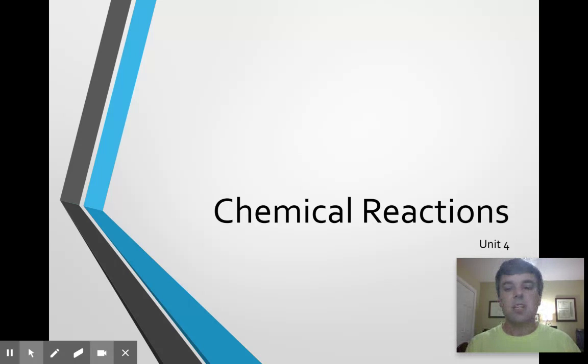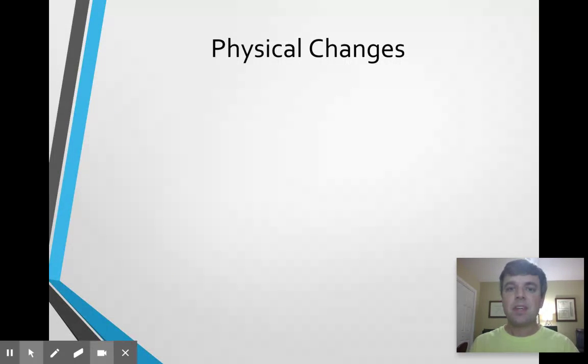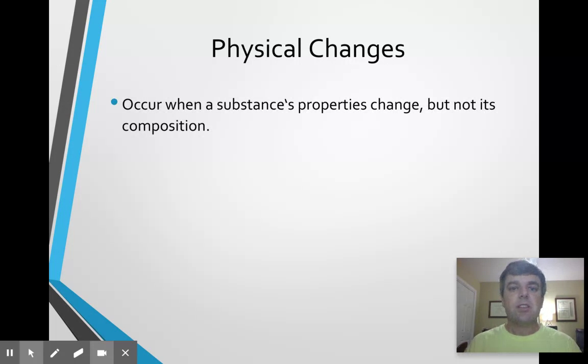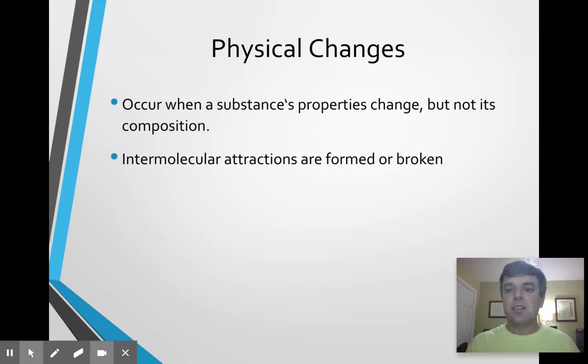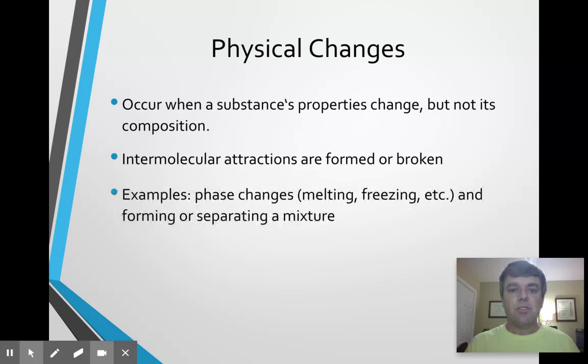So today we're starting chemical reactions, which is unit 4, and this unit is going to be a relatively quick one, I hope. We're going to talk about a few things you should already know, like physical changes versus chemical changes. Physical changes occur when a substance's properties change, but not its composition. In other words, if the chemical formula doesn't change, it's a physical change. Like if you melt an ice cube, that is a physical change. You're just overcoming intermolecular attractions.